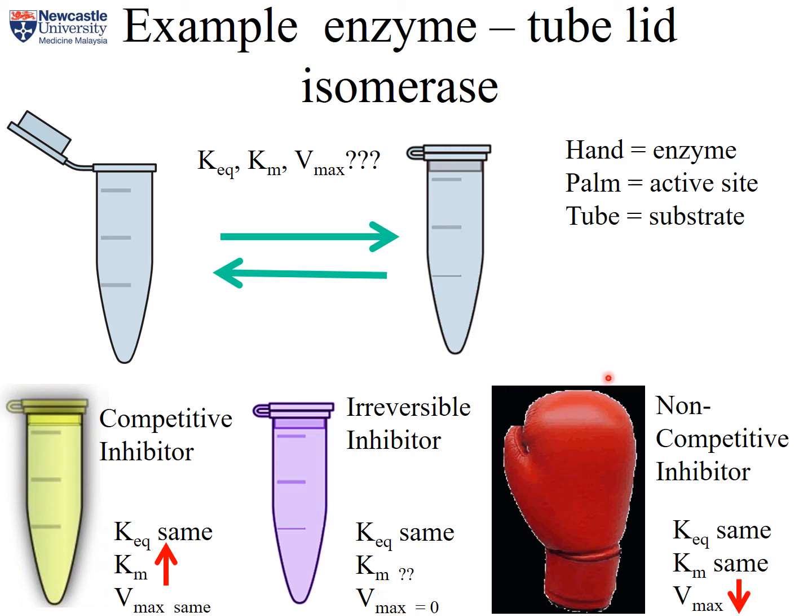While in the final scenario, which is the non-competitive inhibitor, this inhibitor will now bind away from the active site. And in this scenario, we imagine that it binds towards the whole hand. And therefore, your palm is still empty and it can still bind to the substrate with similar affinity. And therefore, Km is the same. But because of this binding, your active site has been modified slightly. And therefore, you have a reduced Vmax with non-competitive inhibition.